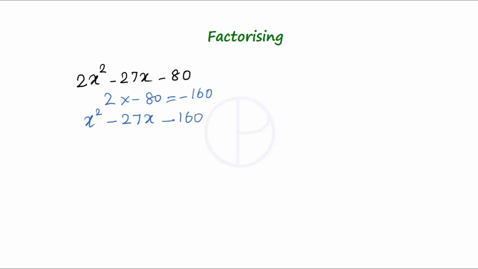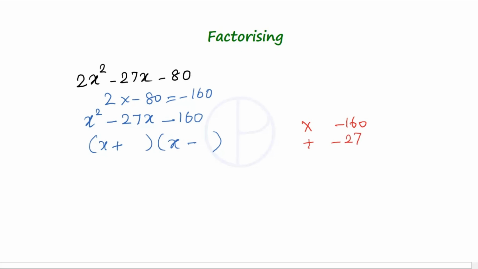The next step is we are going to factorize it. So we are looking for something like x plus something multiplied by x minus something. Since the last number is negative, one of these will be positive and the other will be negative. Okay. To figure out what goes in the brackets, we are going to use the usual trick. Find two numbers that multiply to negative 160 and add up to negative 27.